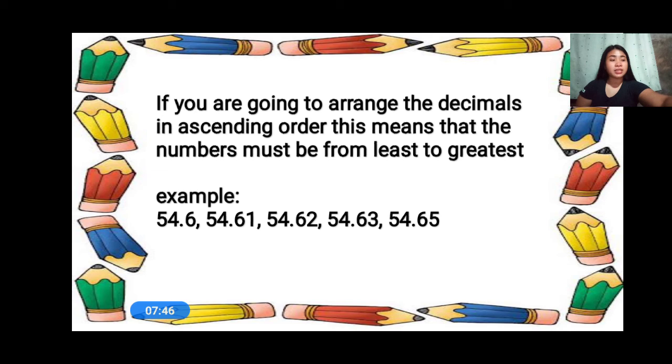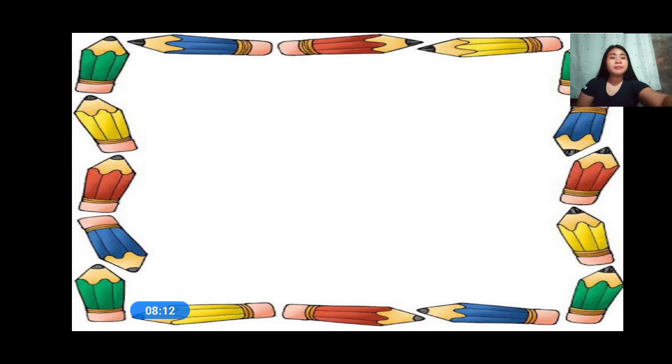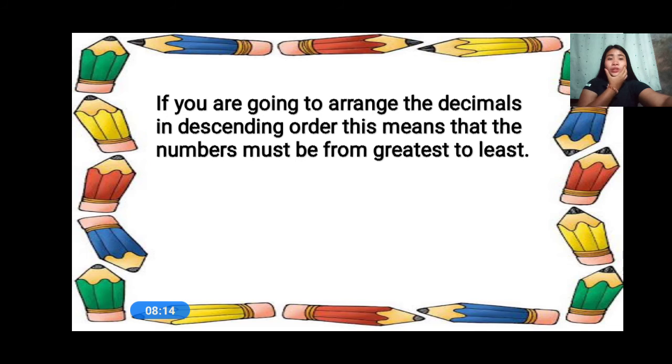Again, what is ascending order? It is increasing. Ascending order, least to greatest. When the order is least to greatest, we call it ascending order. So if it is ascending order, meaning it is from least to greatest, meaning increasing.